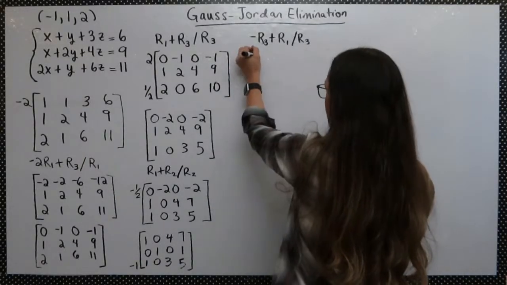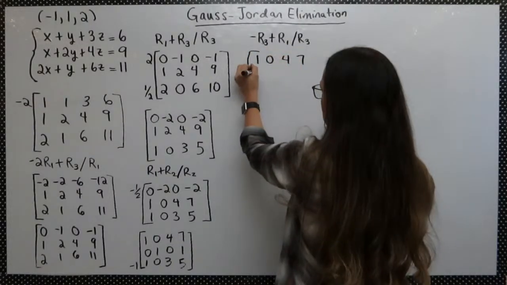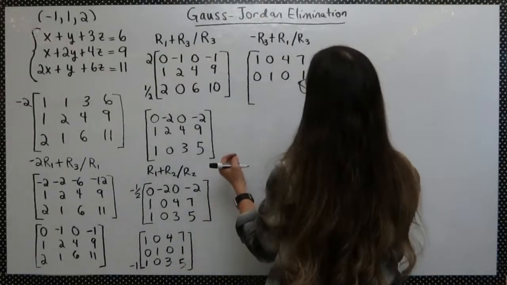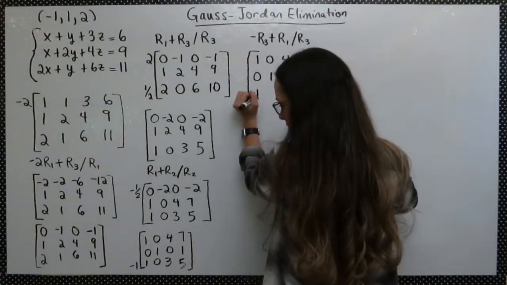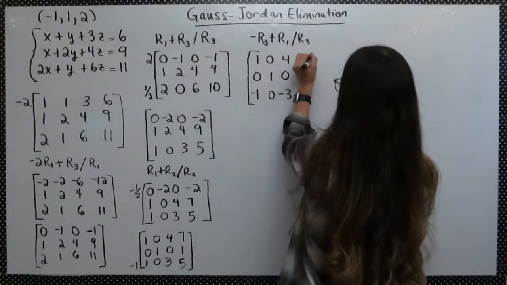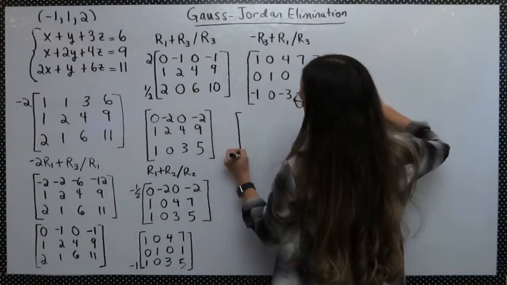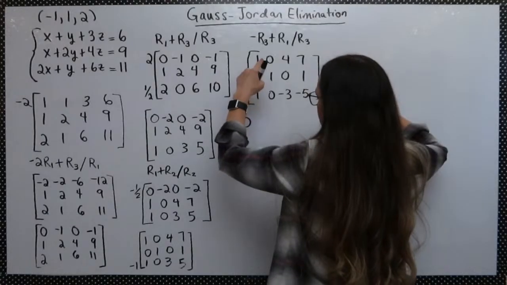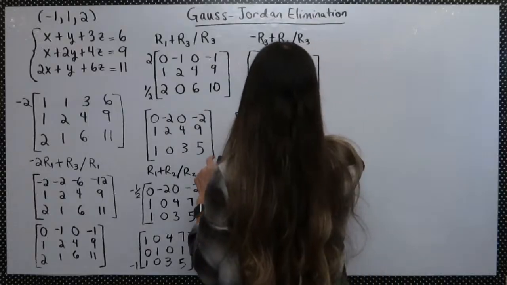So I'm going to go ahead and copy both those rows down: 1, 0, 4, 7 and 0, 1, 0, 1. And then multiplying by -1 here, we're going to get -1, 0, -3, and -5. And then I said add it to row 1, so let's do that now. So we've got 1 plus a -1 is 0. Hang on a second. We're supposed to replace row 3, so let me not get ahead of myself here.